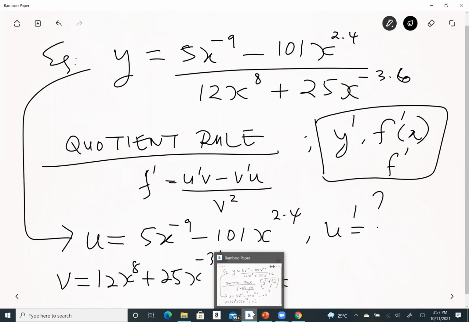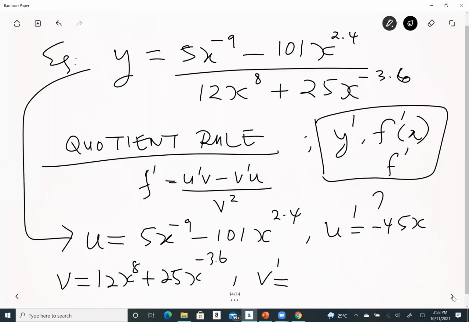Okay, got it. So we let u be the numerator. So what is u prime? You bring the -9 down, multiplied by 5, we got -45. Reduce the power by 1, that is -10. And then you have a -101, okay? -101 multiplied by 2.4. So what do we get? We get negative 242.4 x to the power of 1.4. Okay, is that right?